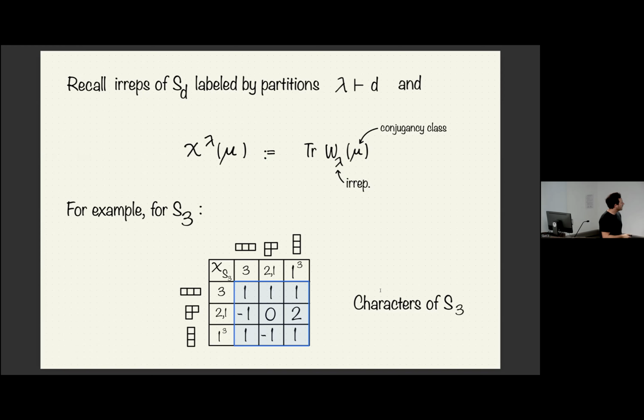Okay, so let's do this for S3. For S3, you have three partitions of three, which are these three here. These label conjugacy classes, and these label irreps. This representation, written like this, one cube, just means there's one box in the first row, the second box in the second row, and so on. This is the trivial element. You can see here the dimensions of the three representations: 1, 2, and 1. The dimensions are given by the last column, and the other numbers are the traces of the other elements, not the identity. Notice that they're always integers, and they can be positive, negative, or zero. So this is a character table for S3.